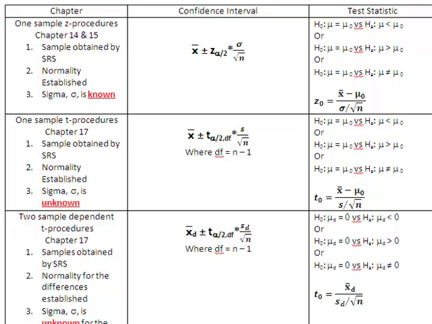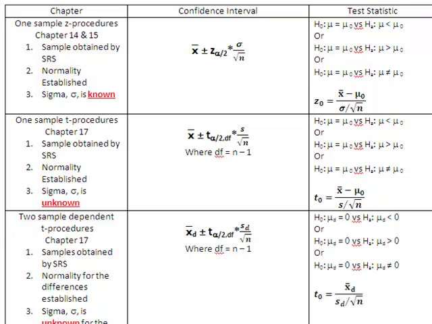And what were the assumptions that had to be met? Well, of course, samples obtained by simple random sample, that's common for all of these. Normality has to be established, common for all. And sigma was known. So the way we build our confidence interval is x bar plus or minus our critical value times sigma over the square root of n. Again, we see our statistic plus or minus the margin of error being this z alpha over 2 times sigma over the square root of n, the critical value times the standard error.